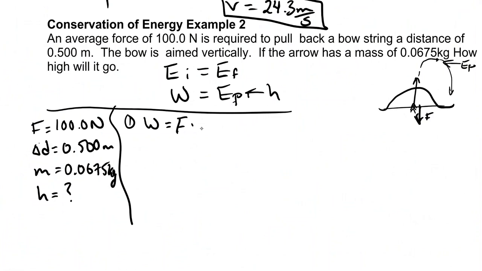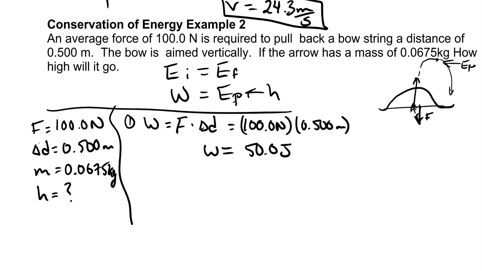The force times the distance. So force is 100.0 newtons. The distance is 0.500 meters. So the work that we do, 100 times 0.5, is going to be 50.0 joules. Nice. Okay, so that was step 1.